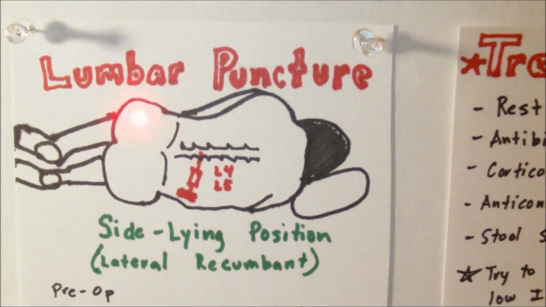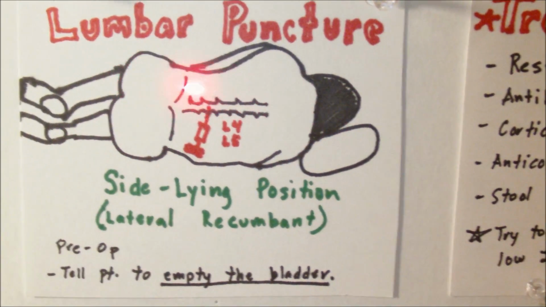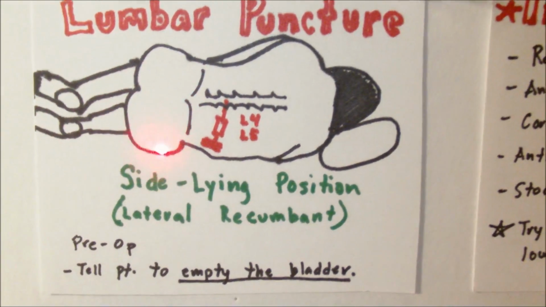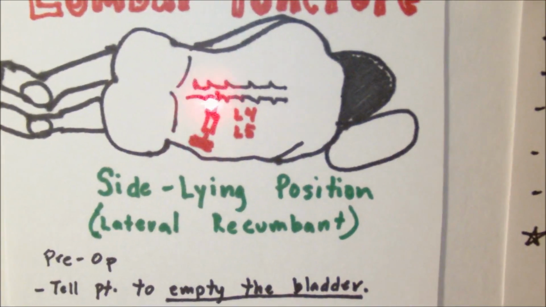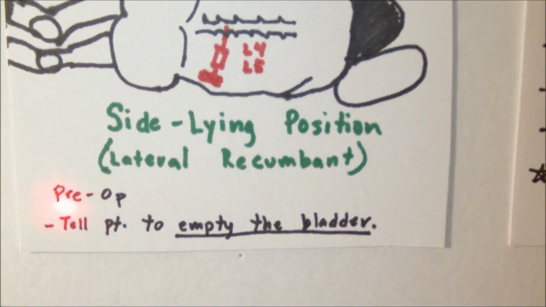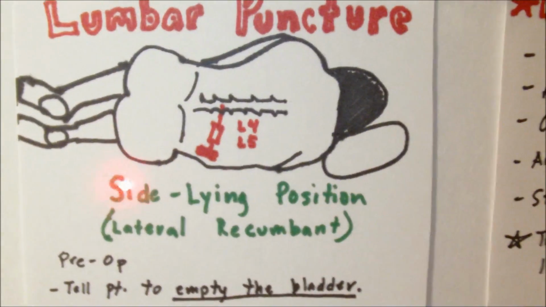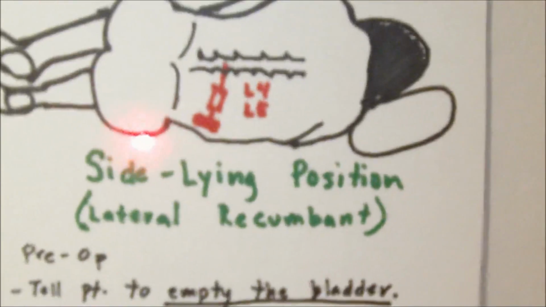Now, when we're doing the lumbar puncture procedure, we have the patient side lying with head down to the chest with legs pulled up, so it's almost like a fetal position. The needle will be inserted in the lumbar area around L4 and L5, and prior to the procedure, we would tell the patient to empty the bladder and also tell the patient about the position, the side-lying position, which is also called the lateral recumbent position with knee flexed.